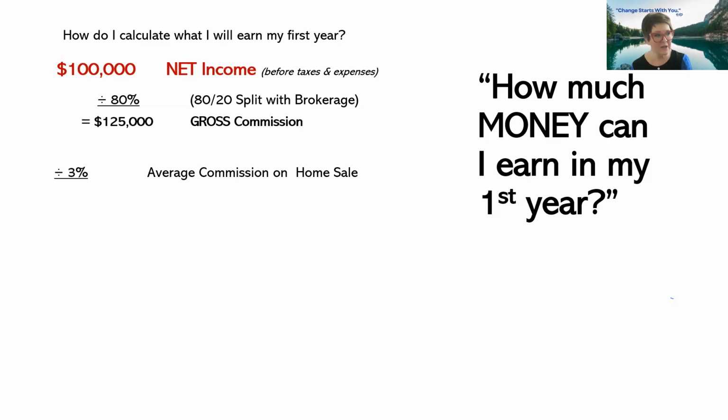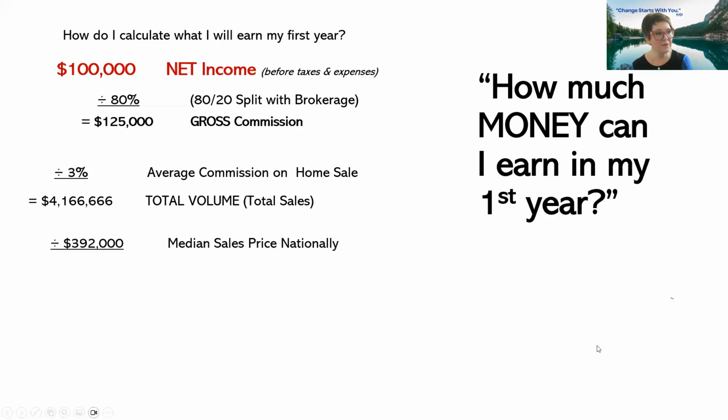Let's say your average commission on a home sale is 2.5%, because that's a national average. You'll need $4,166,660 in total volume. If we use the median home sale of $392,000, that means you have to sell 10.6 homes a year. Now that's less than 1 a month.